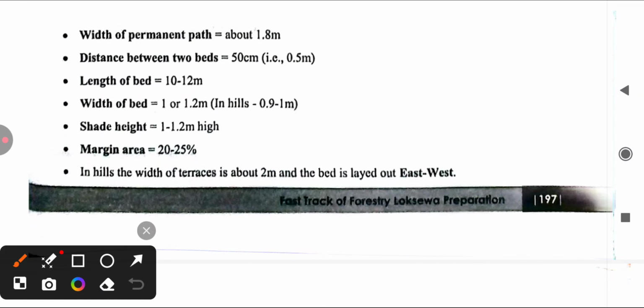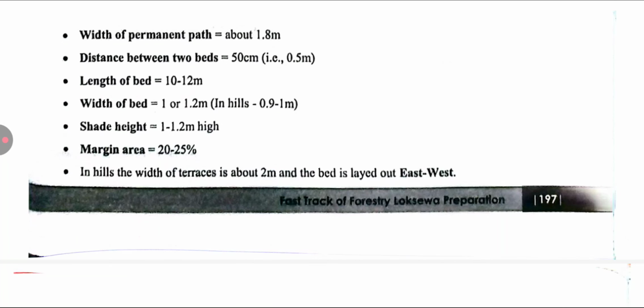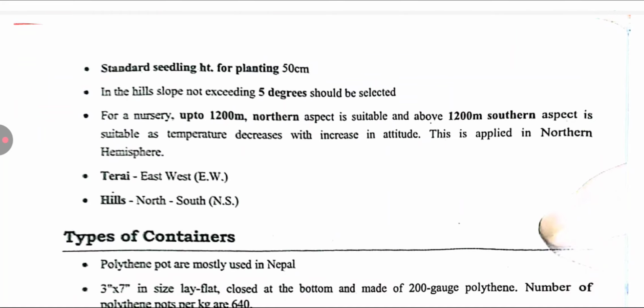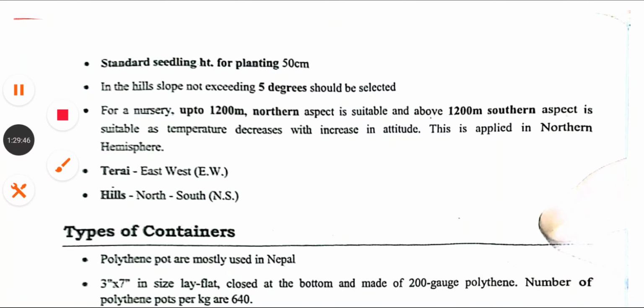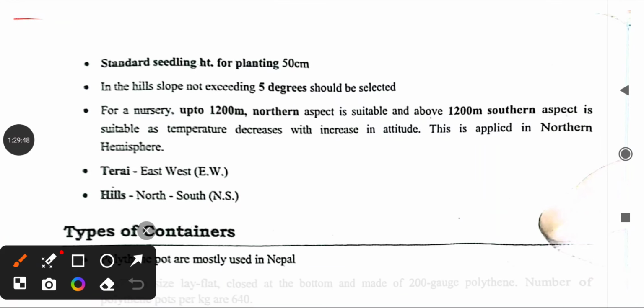The width of terrace is 2 meter. And standard seedling height for planting is 50 centimeter. In hills, slope not exceeding 5 degrees should be selected.